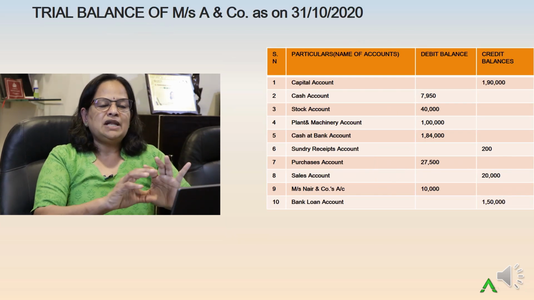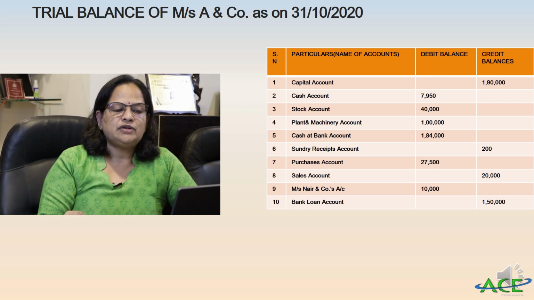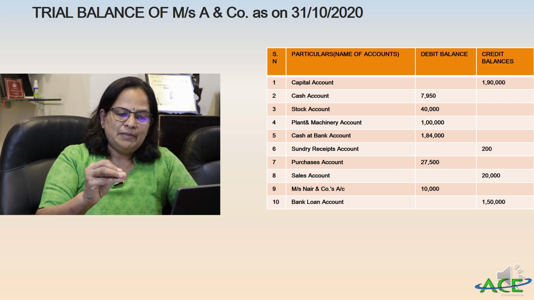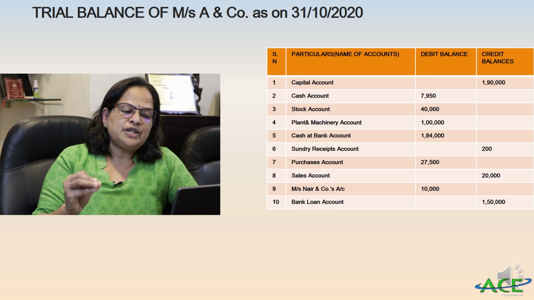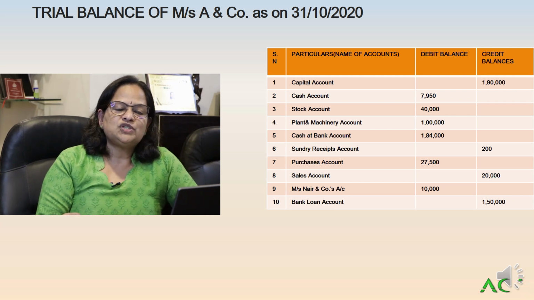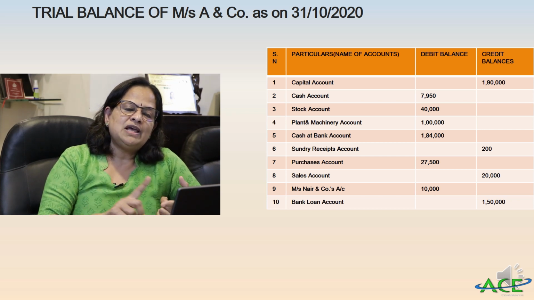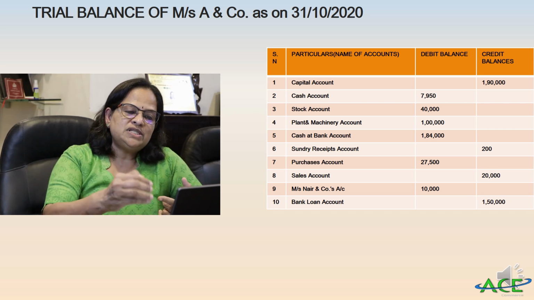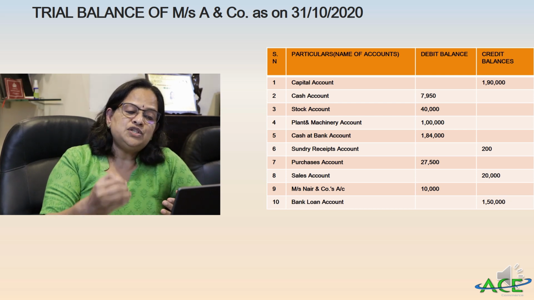Now trial balance also I have prepared. Capital account will have the credit balance 1,90,000. Cash account debit balance 7,950. Stock account debit balance 40,000. Plant and machinery 1 lakh debit balance. Cash at bank 1,84,000. So cash can have a debit balance or a credit balance. They will have a credit balance when they have an overdraft. So this is a debit balance, cash at bank 1,84,000.